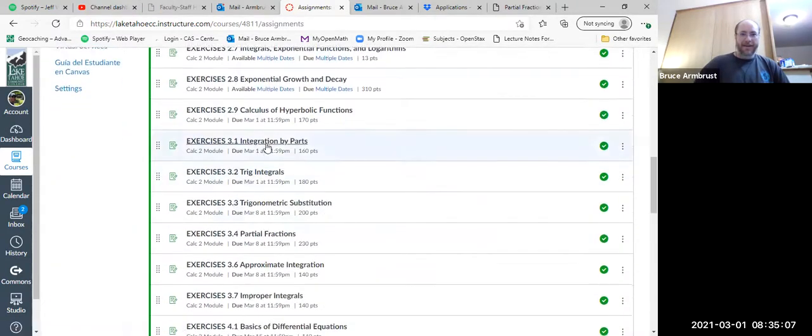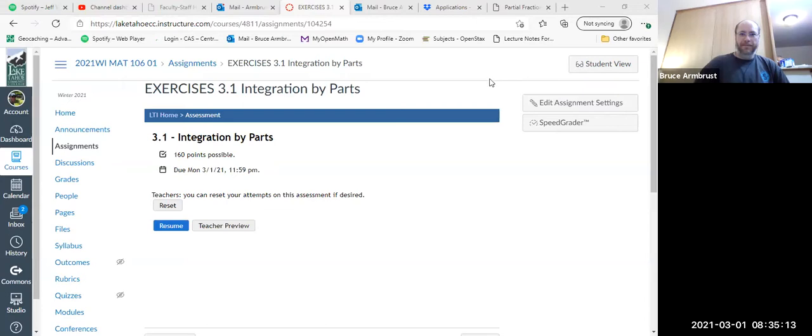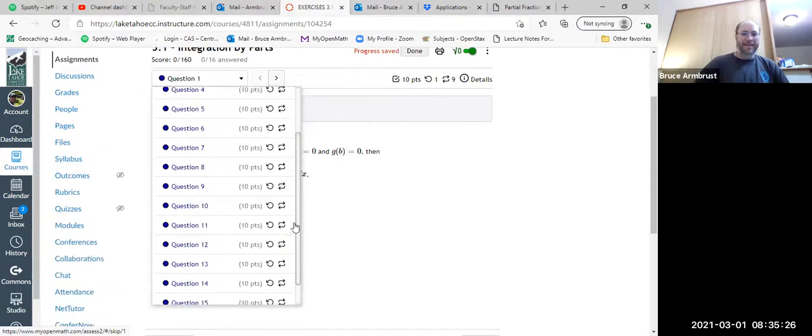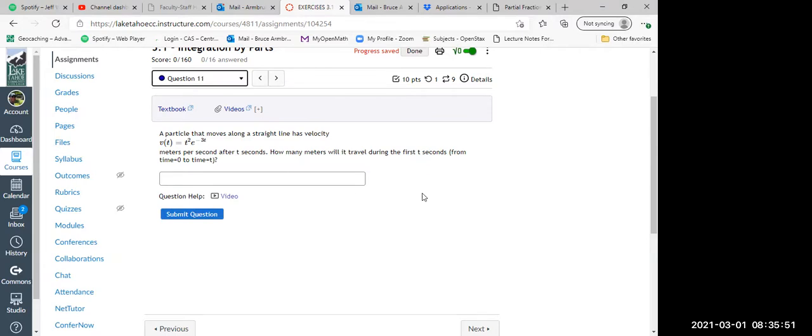All right, let's see here. Okay, so let's look at 3.1 first. Maybe brighter each morning, Rigney, but not in my mind. Okay, so real quick, let's look at number 11. So number 11 from 3.1 says a particle moves along a straight line, has a velocity t squared e to the minus 3t. How many meters will it travel during the first t seconds from 0 to t? Okay. Figure out what they were really asking for, because it's from 0 to t.